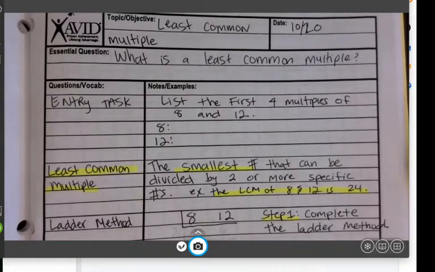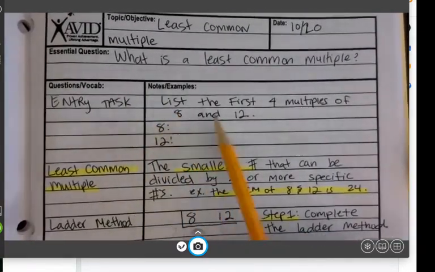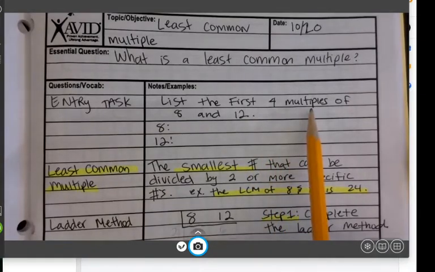Hello, this is the video lesson for least common multiple. Our essential question is, what is a least common multiple? We'll figure that out. Our entry task: list the first four multiples of 8 and 12.